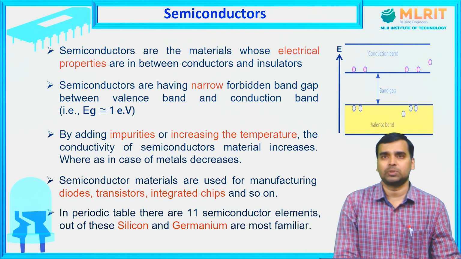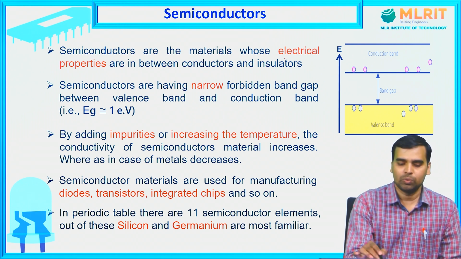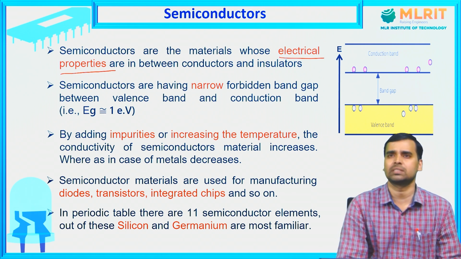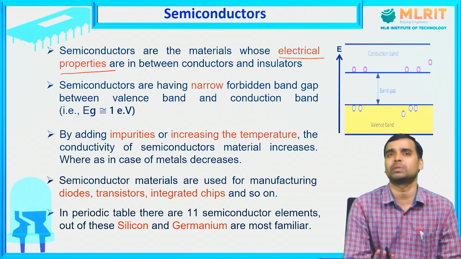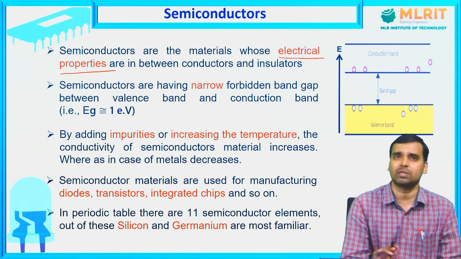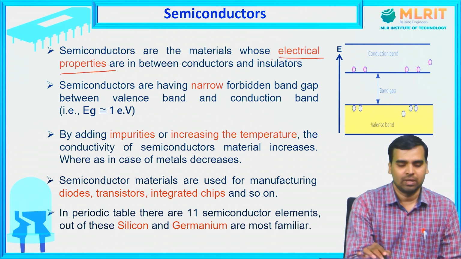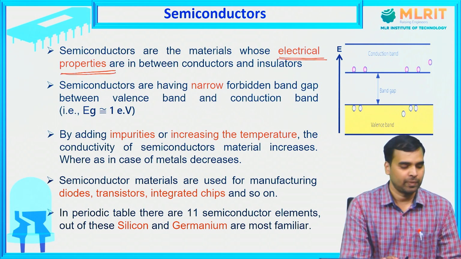Now, when it comes to semiconductors, semiconductor materials are those whose electrical properties are in between conductors and insulators. Maybe many of you know this definition. Basically, semiconductor materials are defined as those whose conductivity properties, or electrical properties, are in between conductors and insulators.